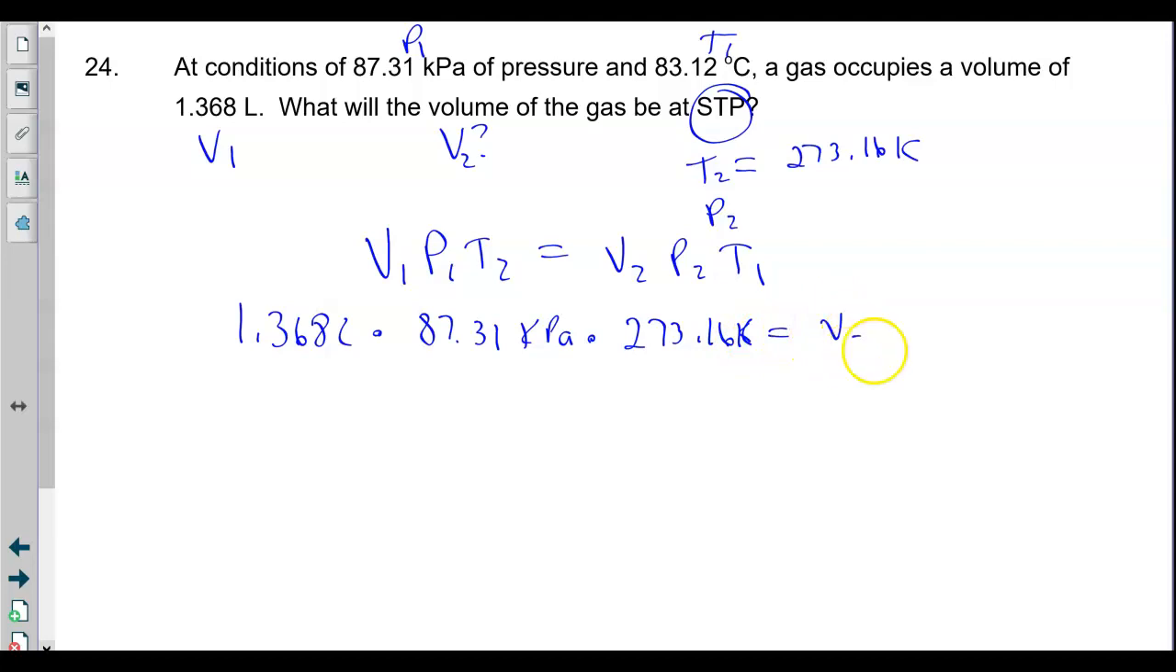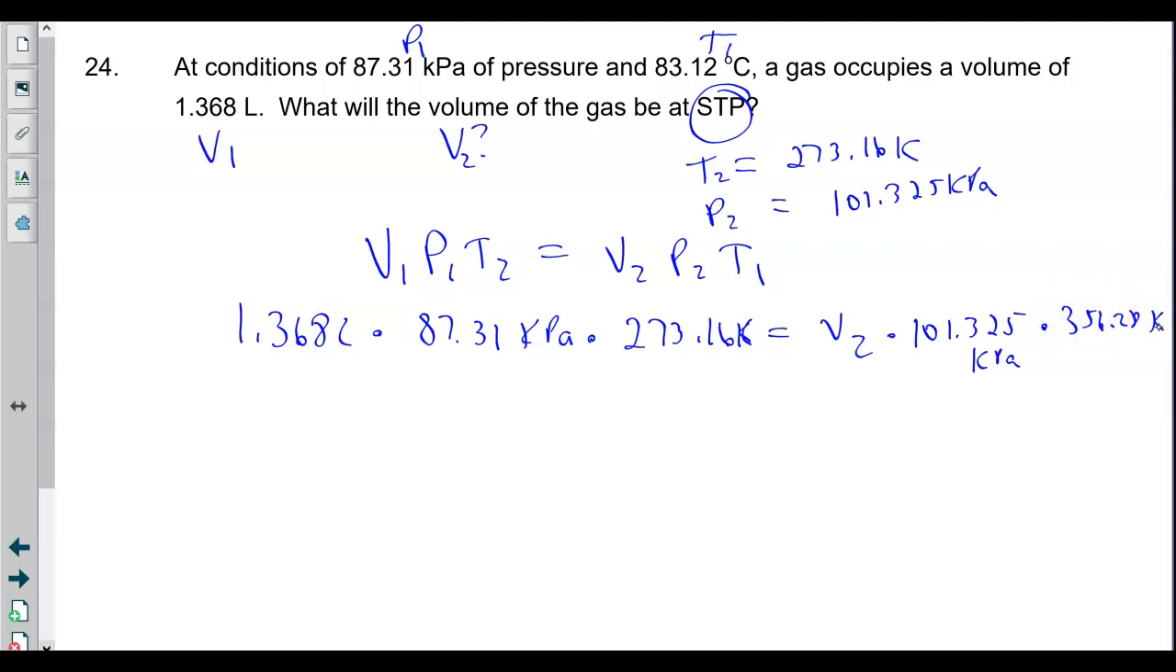V2 is what we're looking for. P2 is standard. And in this case, we're going to do 101.325 kPa because we might as well pick whichever standard helps us to do less math, and we would not want to convert, most likely. And then our standard temperature, excuse me, not our standard, T2, but our T1 was 83.12, which converted into Kelvin is 356.28.